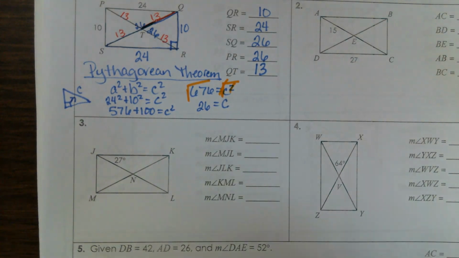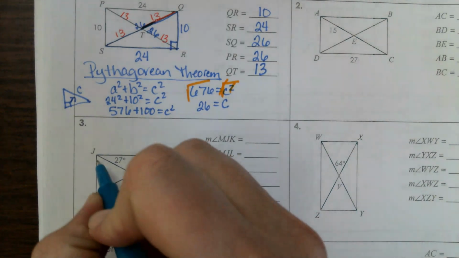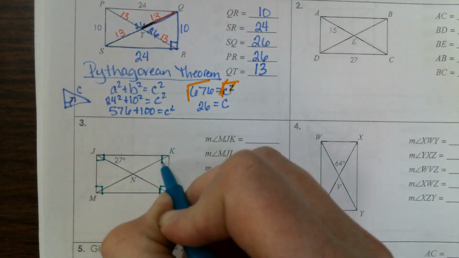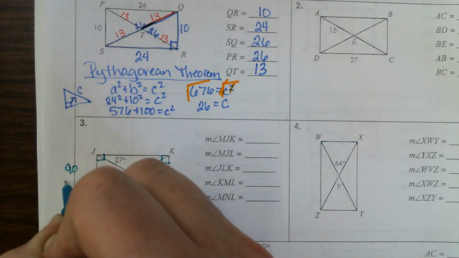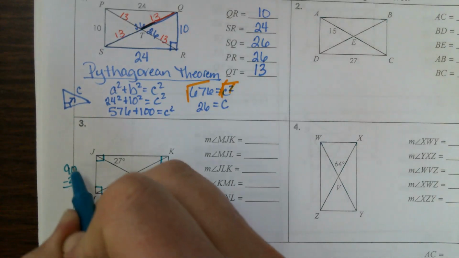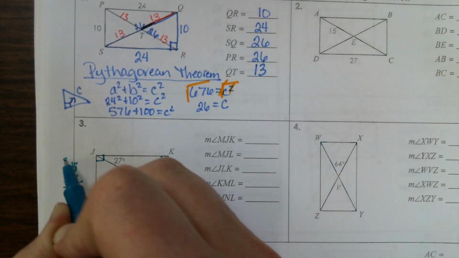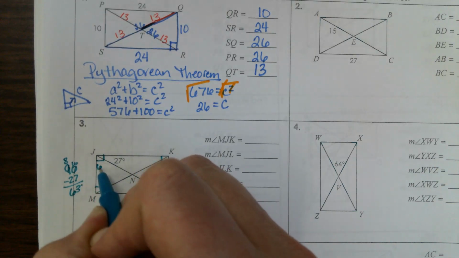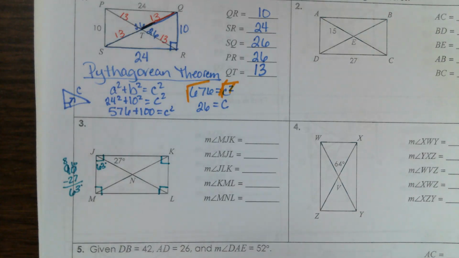First, I'm going to focus on my 4 corners, right? Because I know that each of these total 90 degrees. They're right angles. So if I do 90 minus 27, I get 63 degrees. Okay, so where can I go from there?